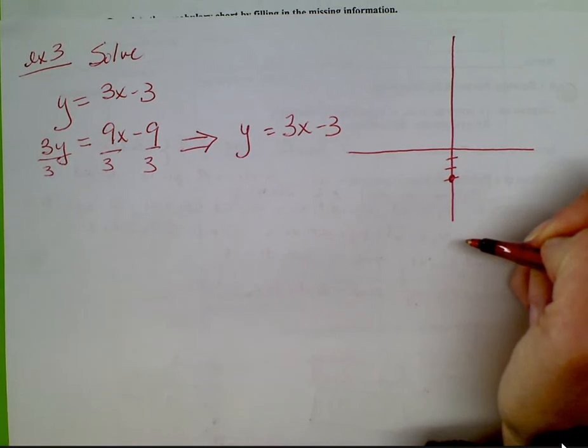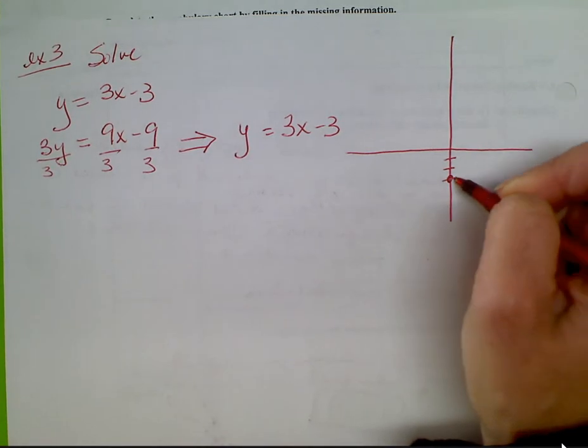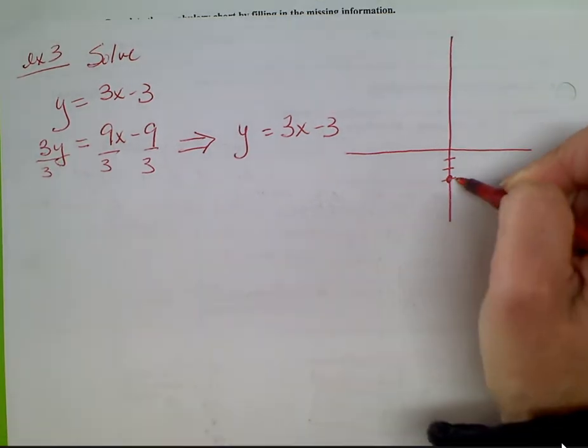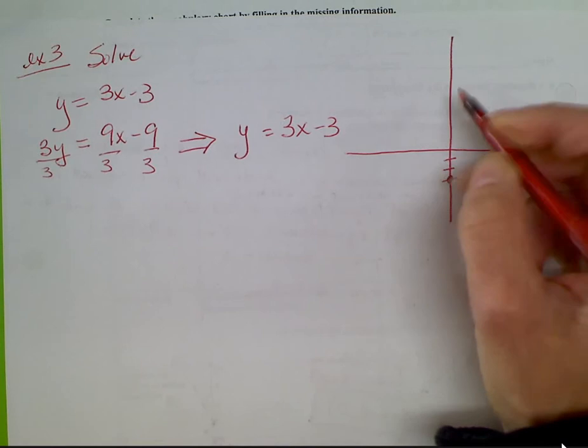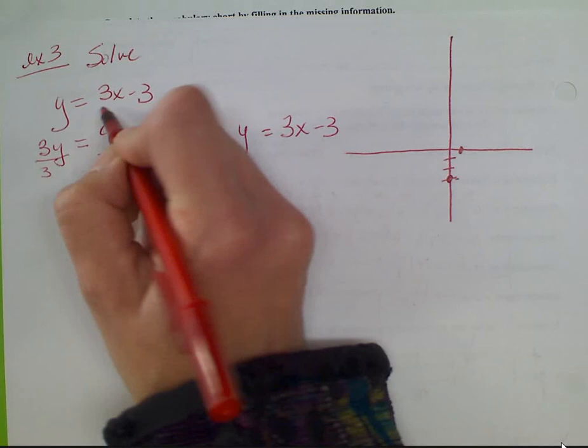Okay. Kyle, help her out. So she put the negative 3 on the y-axis. Now tell us where to go from there. We want to rise 3 over 1. Very good. We want to rise up 3. We want to run over 1 because our slope is 3 over 1.